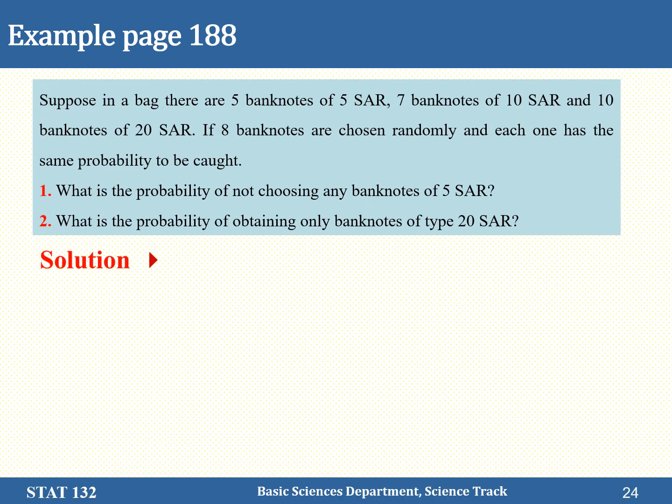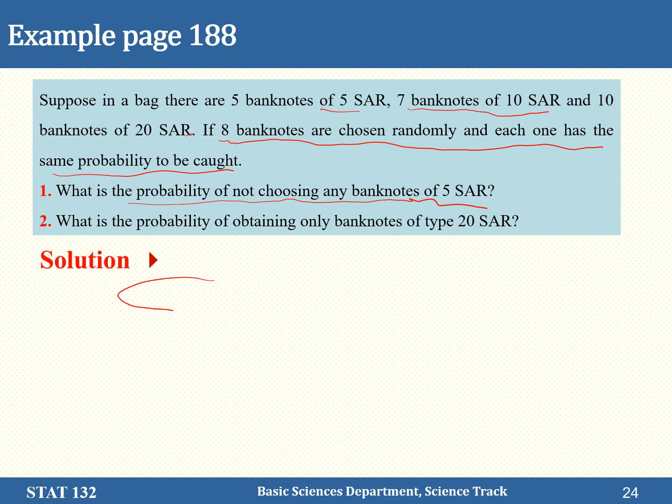Suppose in a bag there are 5 banknotes of 5 real and 7 banknotes of 10 real and 10 banknotes of 20 real. If 8 banknotes are chosen randomly and each one has the same probability to be caught, what is the probability of not choosing any banknotes of 5 real?